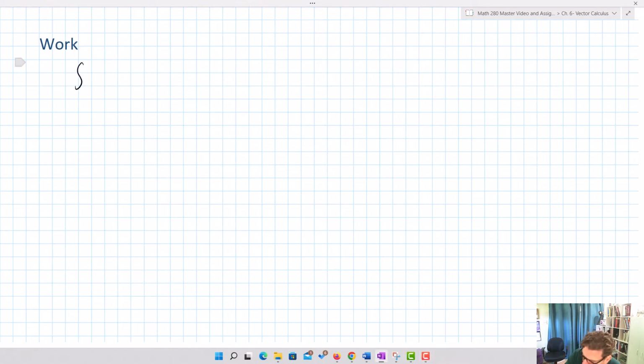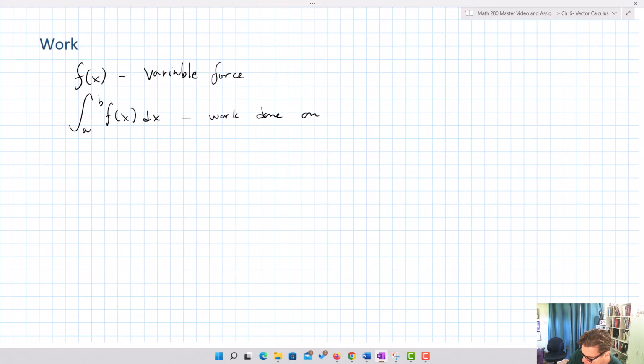We'll imagine that f of x is a variable force. If you remember from your single variable calculus class, if we take the integral from a to b of f of x dx, this is the work done on the particle moving from a to b. So we know that: we've got the integral from a to b of f of x dx.